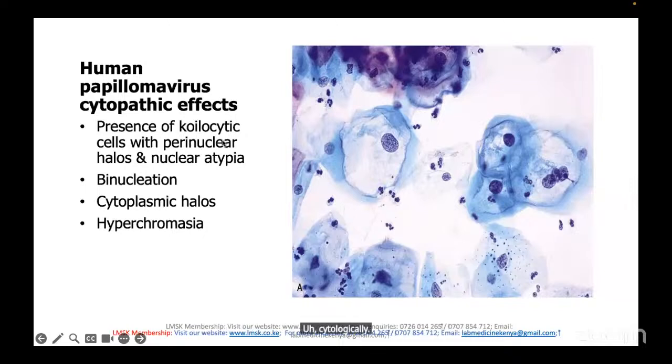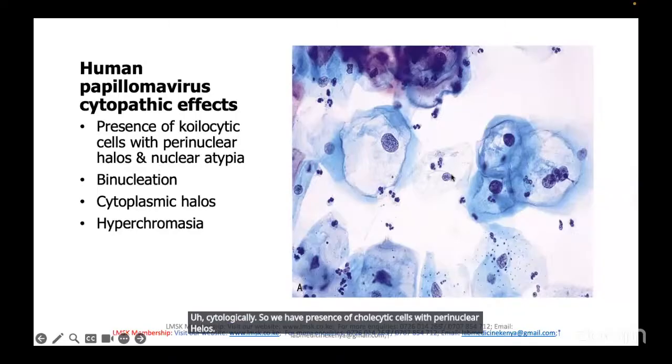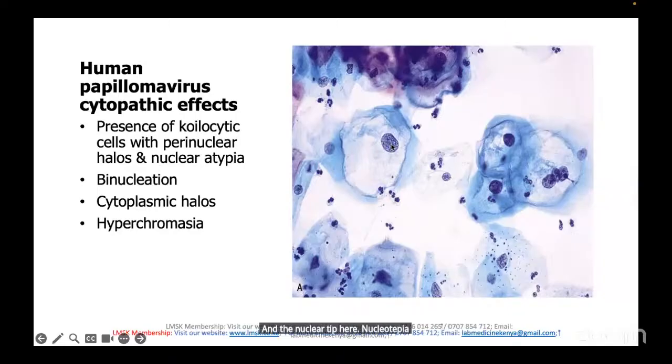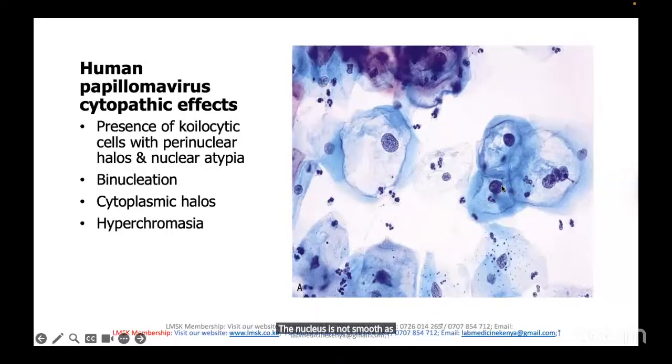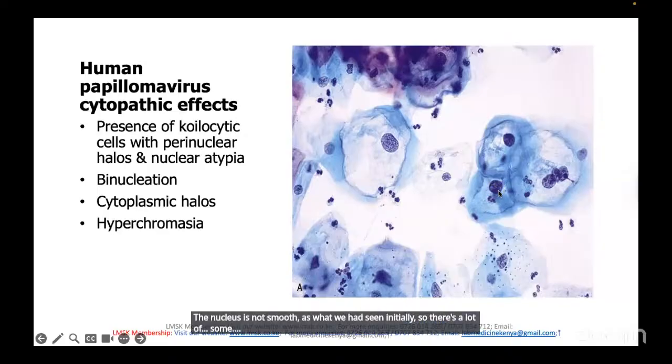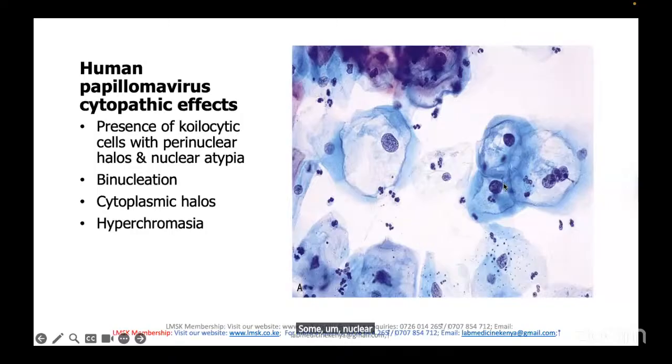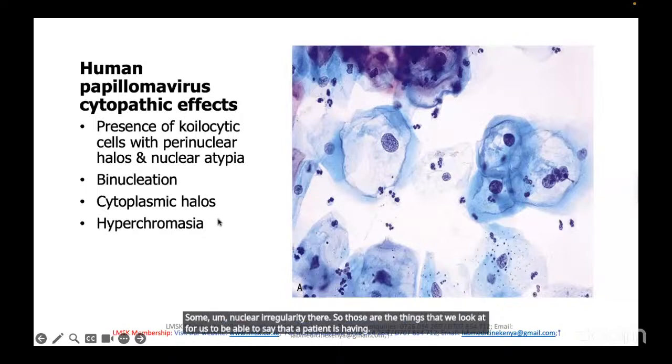So we have the presence of koilocytic cells with perinuclear halos and nuclear atypia. With the nuclear atypia, there is mild hyperchromasia. If you look at this, it is hyperchromatic, then we have binucleation, and the nucleus is not smooth as what we had seen initially. So there is some mild nuclear irregularity there. Those are the things that we look at for us to be able to say that a patient has a low-grade lesion.